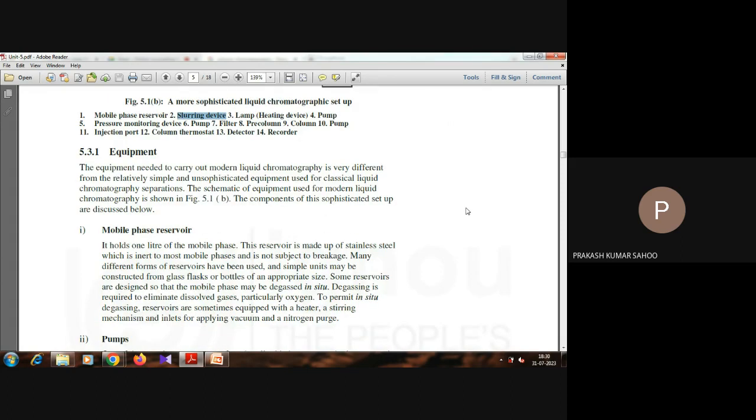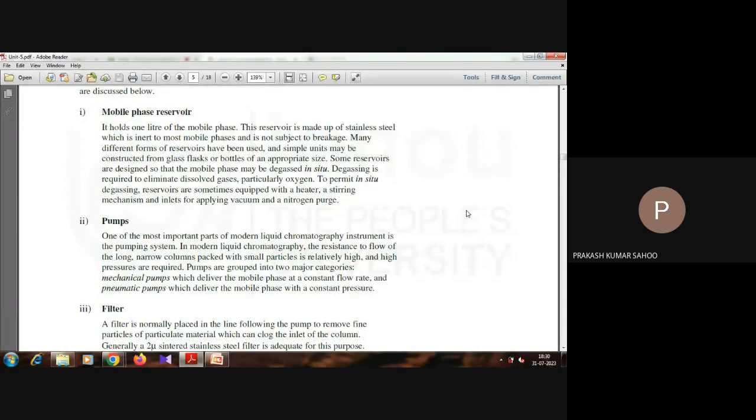So what are the equipments? The mobile phase reservoir is our first one. It holds 1 liter of the mobile phase. This reservoir is made of stainless steel, which is inert to most mobile phases and is not subject to breakage. Many different forms of reservoirs have been used, and simple units may be constructed from a glass flask or bottle of an appropriate size. Some reservoirs are designed so that the mobile phase may be degassed in situ.